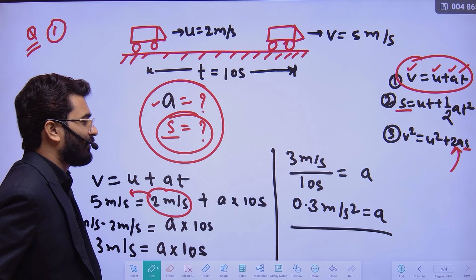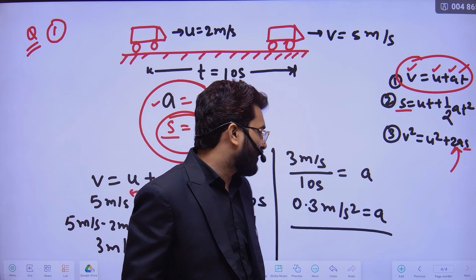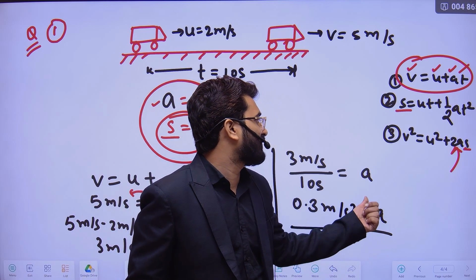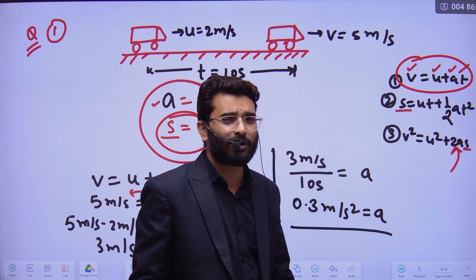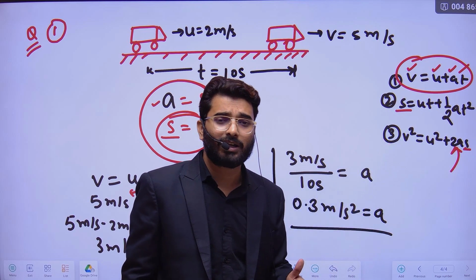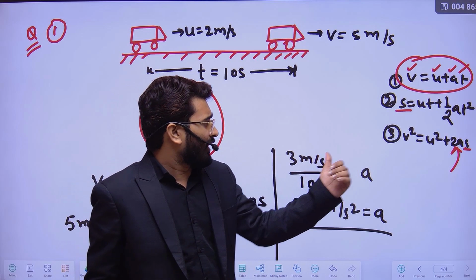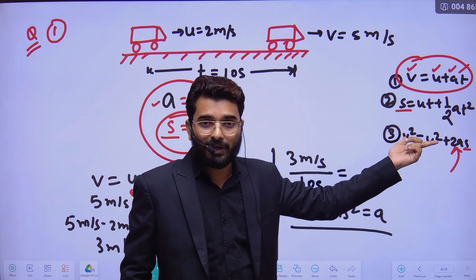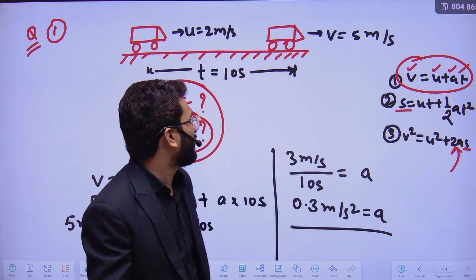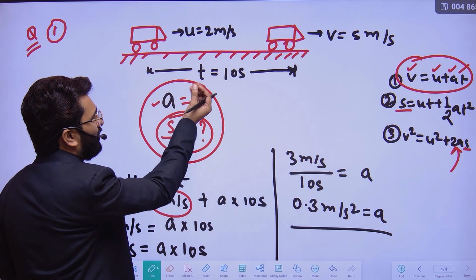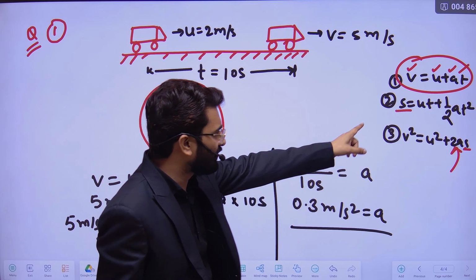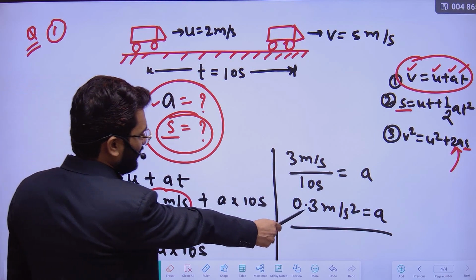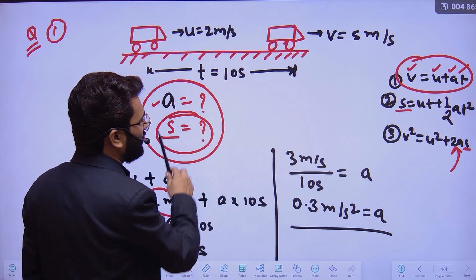Now the next step: because we already found the value of a, we will use this value in the second equation of motion. You can also use this value in the third equation, it's your choice. If we don't know about the timing, then the third equation will be best in that situation. But because we know the actual value of timing, simply use the second equation of motion. So this is 0.3 meter per second square, and all the values are required here.